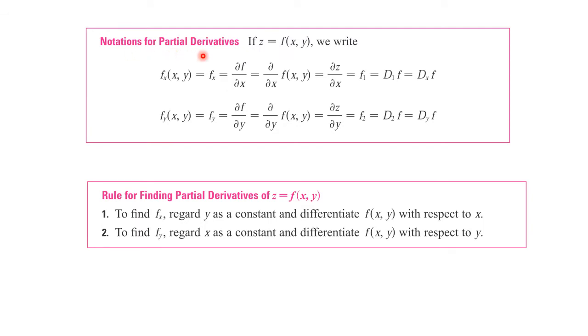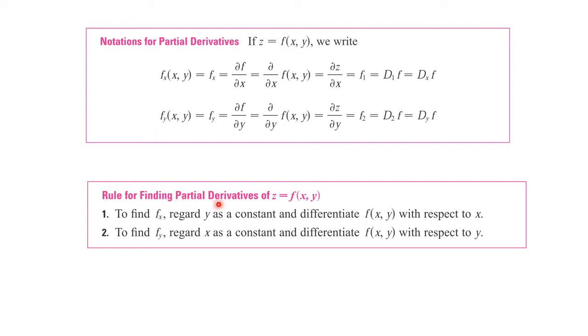Notations for partial derivatives. If z is equal to a function of x, y, we write fx of x, y, or fx, or partial f over partial x, or partial over partial x of f of x, y, or partial z over partial x, if we differentiate z with respect to x, and fy of x, y, or fy, or partial f over partial y, or partial over partial y of f of x, y, or partial z over partial y, if we differentiate z with respect to y.